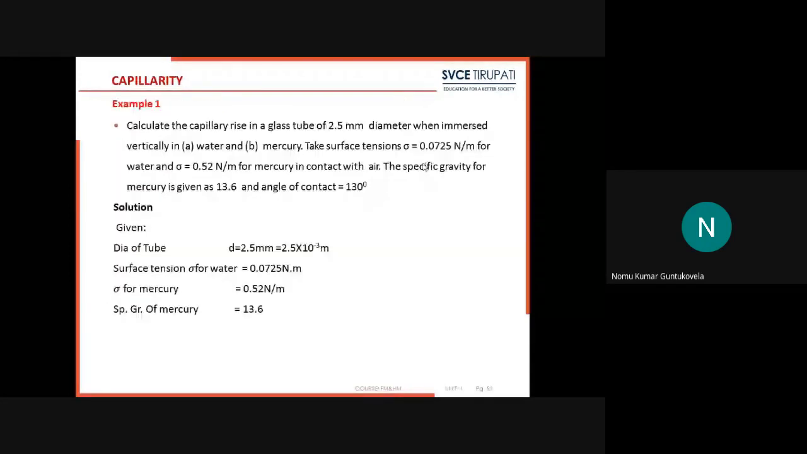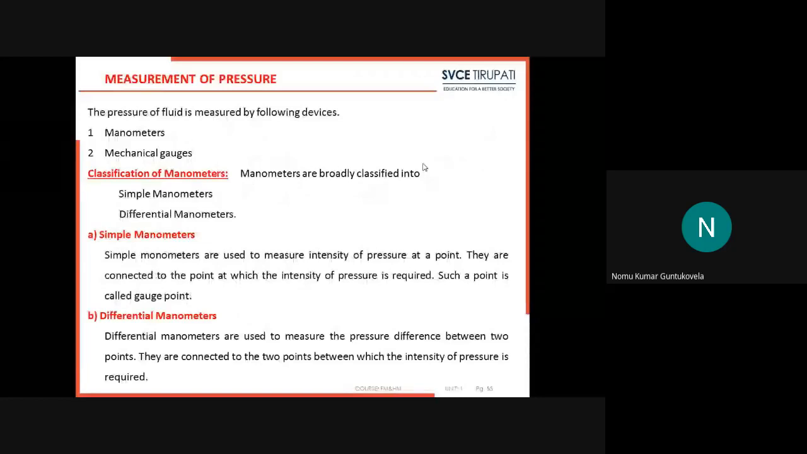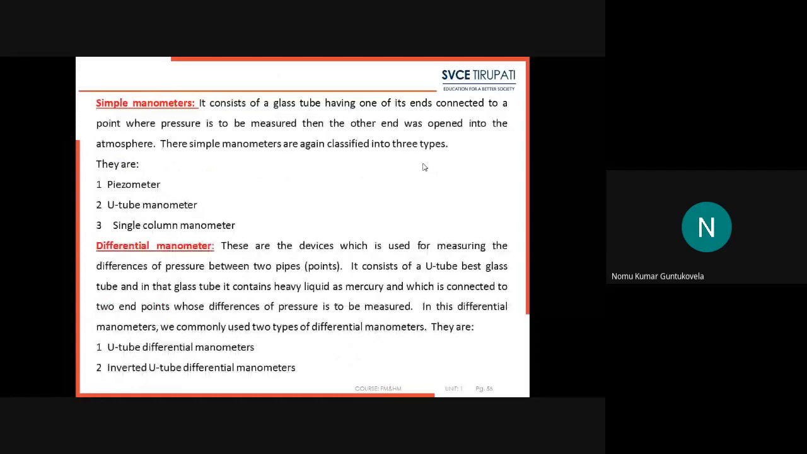These are the measurements of pressure we have. Manometers are the measuring devices for pressure, and they are classified into two types: simple manometers and differential manometers. Simple manometers include the piezometer, U-tube manometer and single column manometer. Differential manometers include the U-tube differential manometer and the inverted U-tube differential manometer.